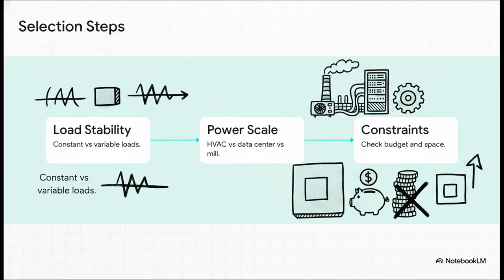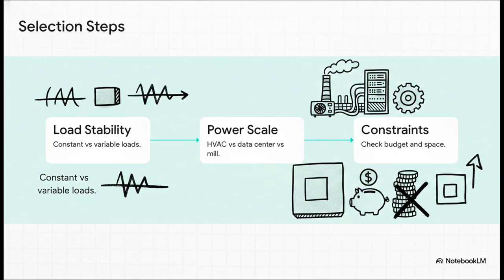Making your choice really just comes down to 3 steps. Step 1, assess your load stability. Is your load single and constant, or is it wildly variable? Step 2, evaluate your environment and power scale. Are you managing dynamic sources like a data center, or do you have extreme high-magnitude power needs like a steel mill? And step 3, check your budget and space constraints.